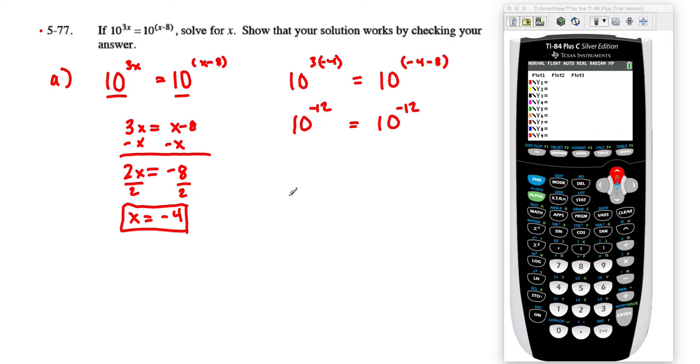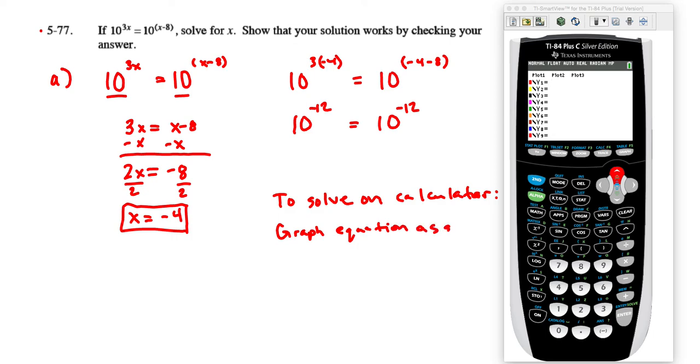Let's write that in here. To solve on calculator, graph equation as a system. Find the x coordinate of the intersection point.